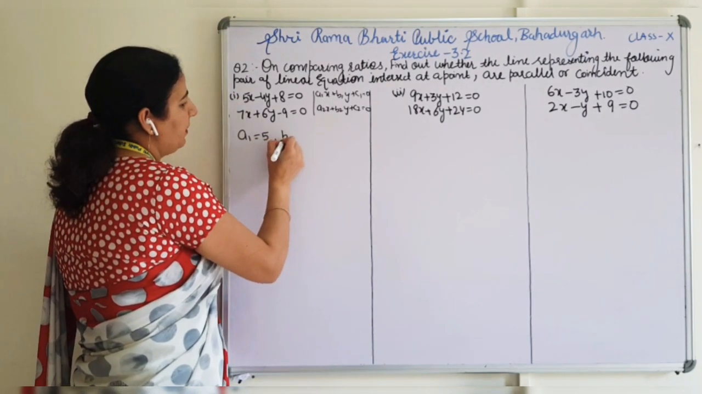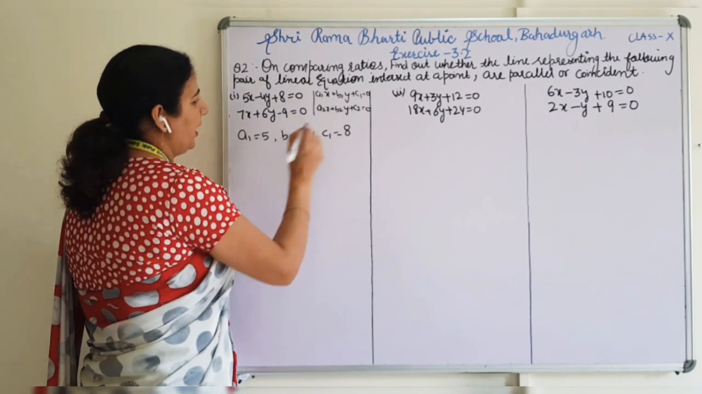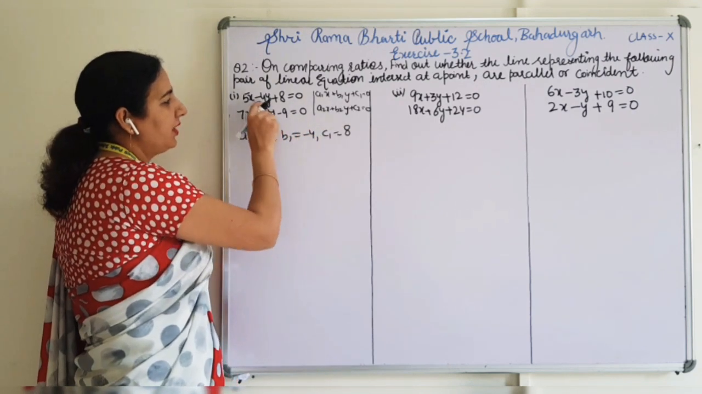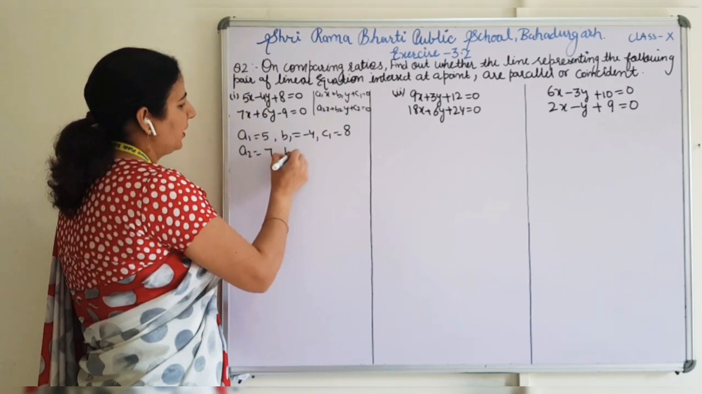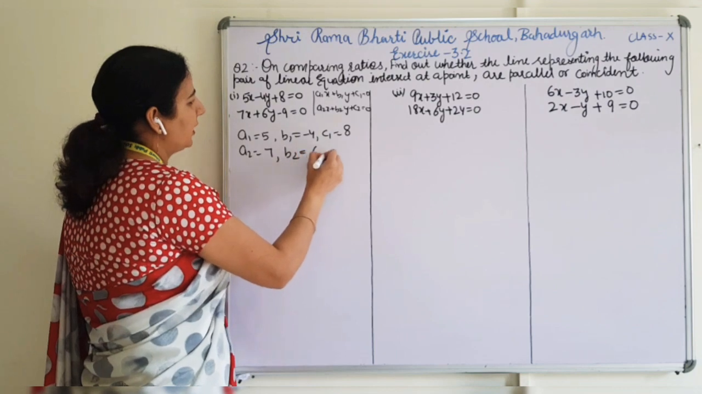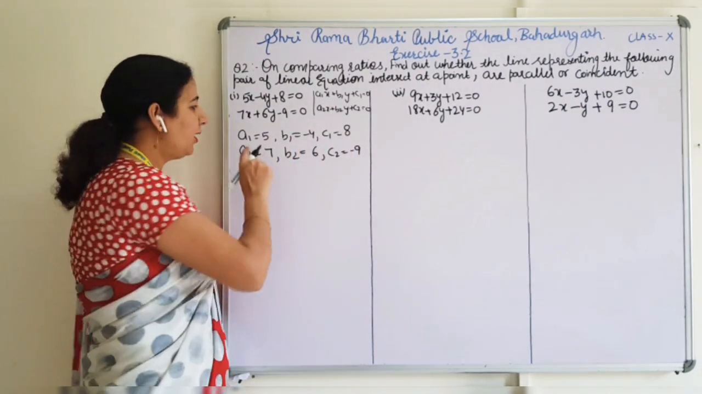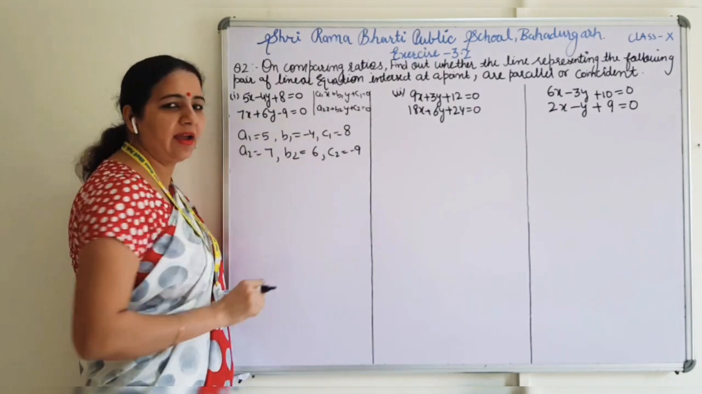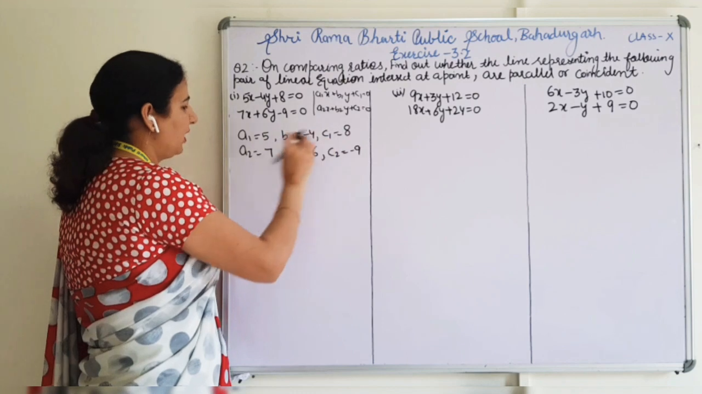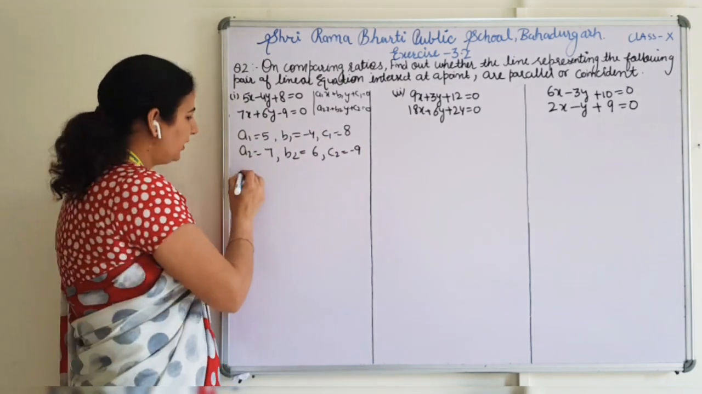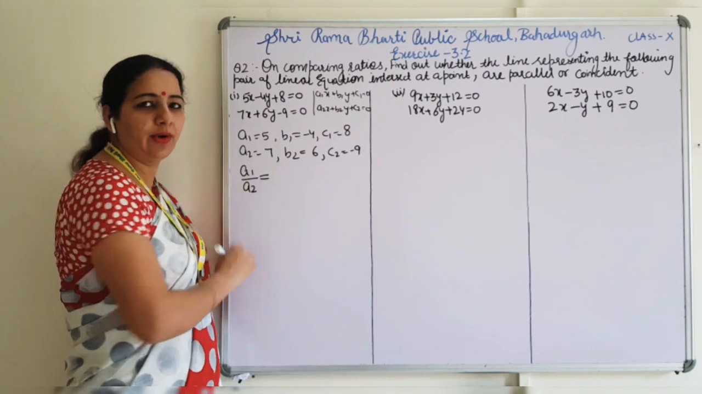a1 is 5, b1 is minus 4, c1 is equal to 8. Minus 4 means this term will come with the sign. Now a2 is equal to 7, b2 is equal to 6 and c2 is equal to minus 9. It is better to write in the same order that I have written, a1, b1, c1, then a2, b2, c2.